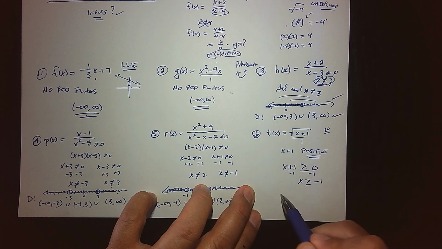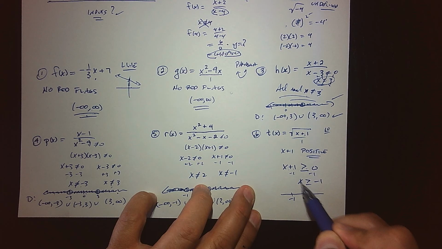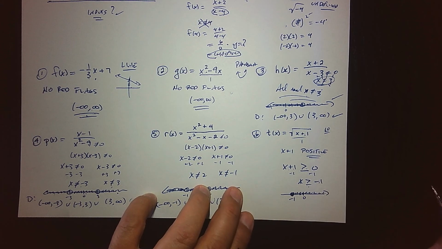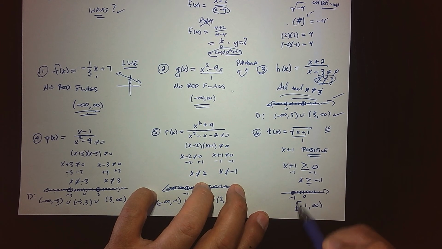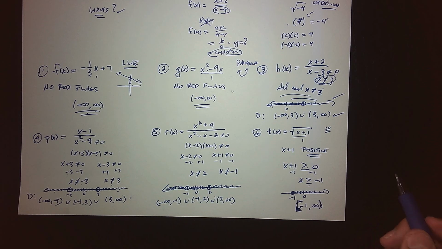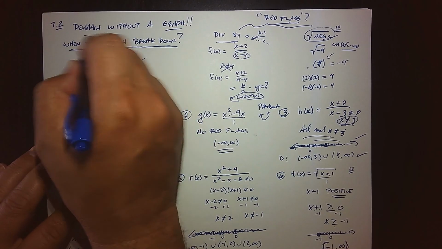If I try to graph that on a number line, there's 0, here's negative 1. We're allowed to be equal to negative 1, and then we're greater than negative 1. So we're shading everything to its right. So interval notation would be negative 1, comma, infinity. Closed bracket for negative 1 because we're including it, open for infinity. So that is how we look for a domain without a graph.